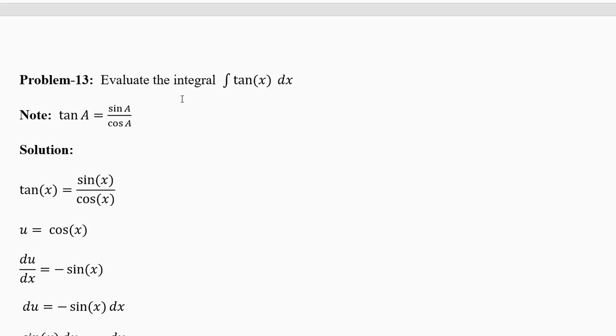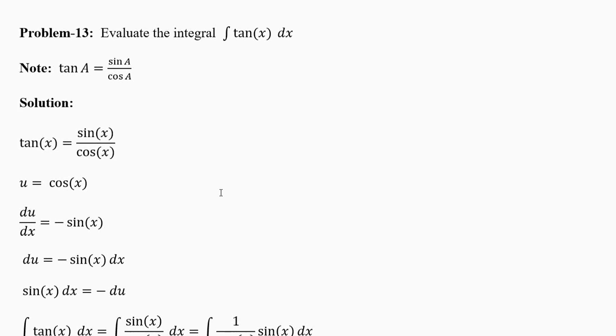Now evaluate the integral of tangent x. Now the bracket is extra. There is a 1 sitting here which is not useful because the derivative of tangent is not 1, it is something else. So just remember one piece from your trigonometry: tan A equals sine A over cosine A. A can be anything. The only thing is you cannot divide by 0, but do not worry about the values of the function. So tangent x equals sine x by cosine x.